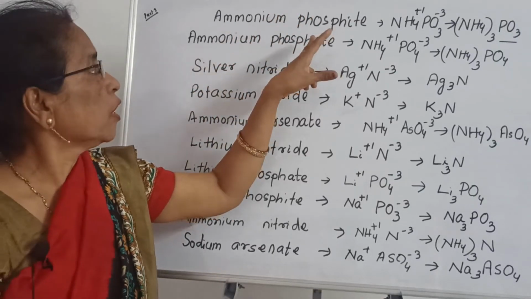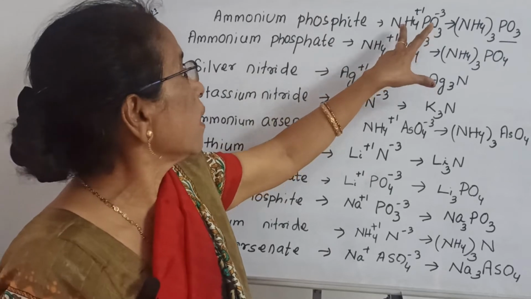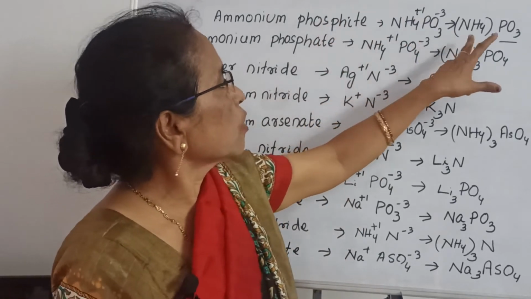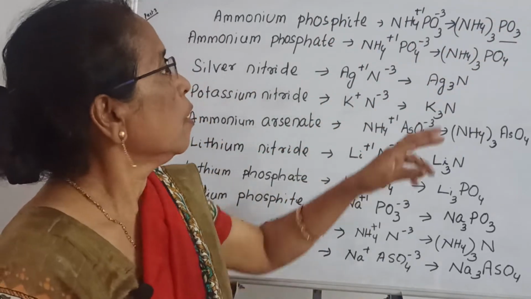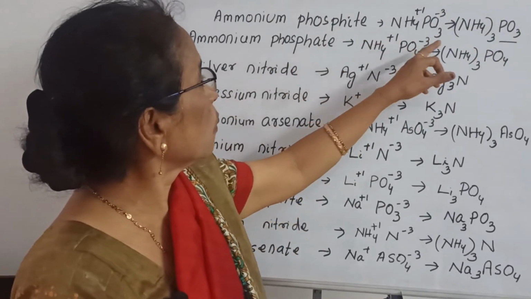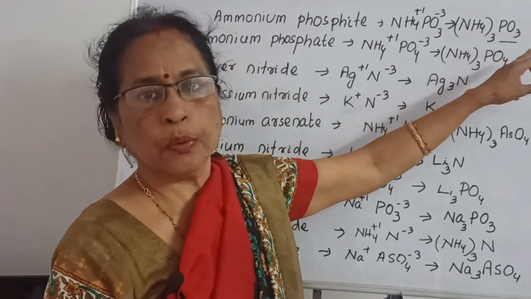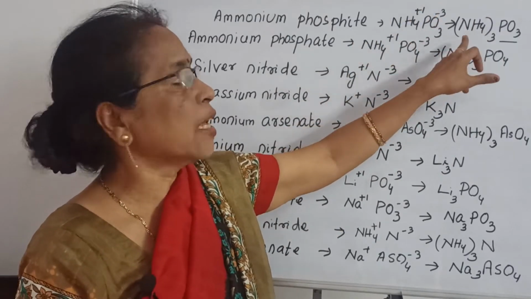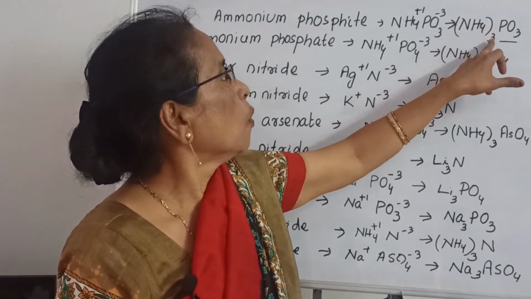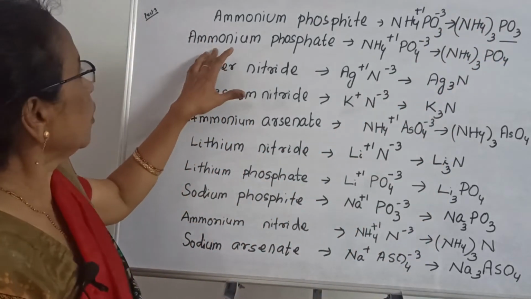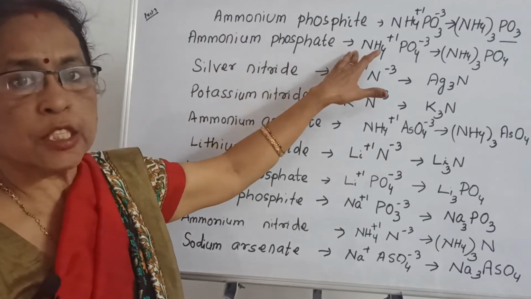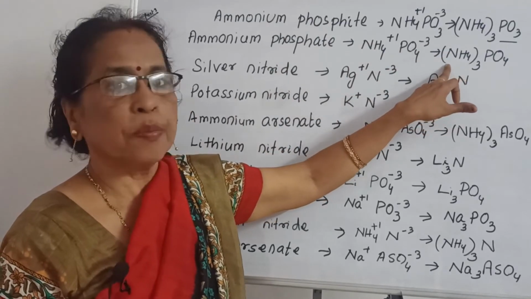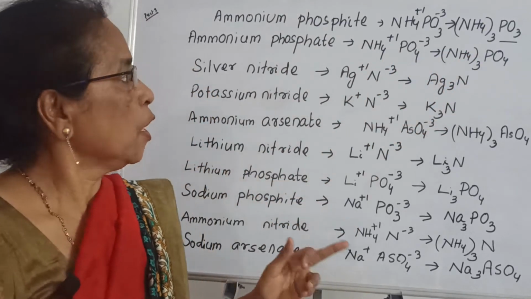Now you see ammonium phosphite. It should be NH4 plus 1, PO3 minus 3, and the answer should be NH4 whole 3 PO3. But before that I said PO4 by mistake. So sorry, please check it. NH4 plus 1, PO3 minus 3, it should be NH4 whole 3 PO3. Ammonium phosphate. Ammonium means NH4 plus 1 and phosphate means PO4 minus 3. So it should be NH4 whole 3 PO4.